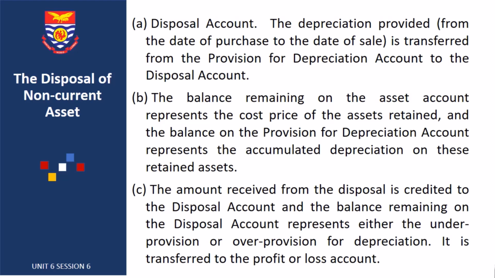The balance remaining on the non-current asset represents the cost price of the asset retained, and the balance on the provision for depreciation account represents the accumulated depreciation on these retained assets. The amount received from the disposal is credited to the disposal account, and the balance remaining on the disposal represents either the under provision or over provision for depreciation. It is transferred to the profit or loss account.